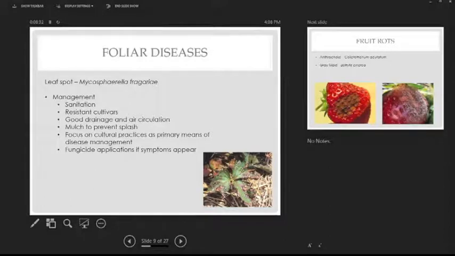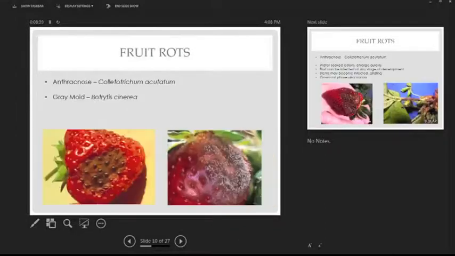If you have a problem, though, you can target these leaf diseases in particular. If not, you should catch them with your fruit rot protocol.